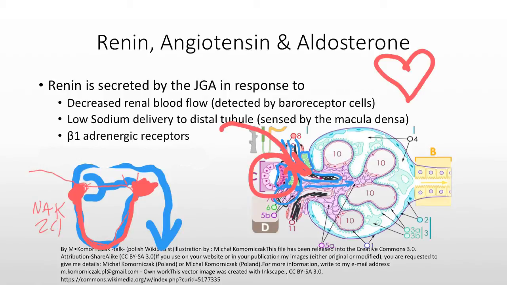And the third way is, if you have a low pressure coming out of your heart, there are baroreceptors on the large arteries that are going to signal the release of adrenaline and norepinephrine.